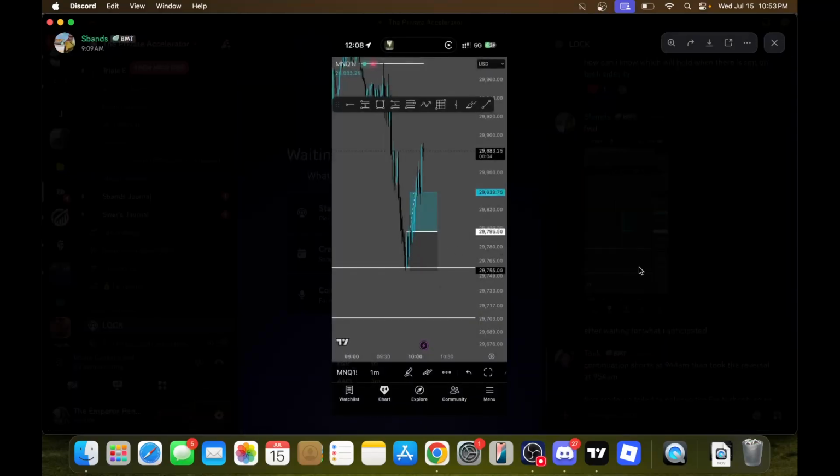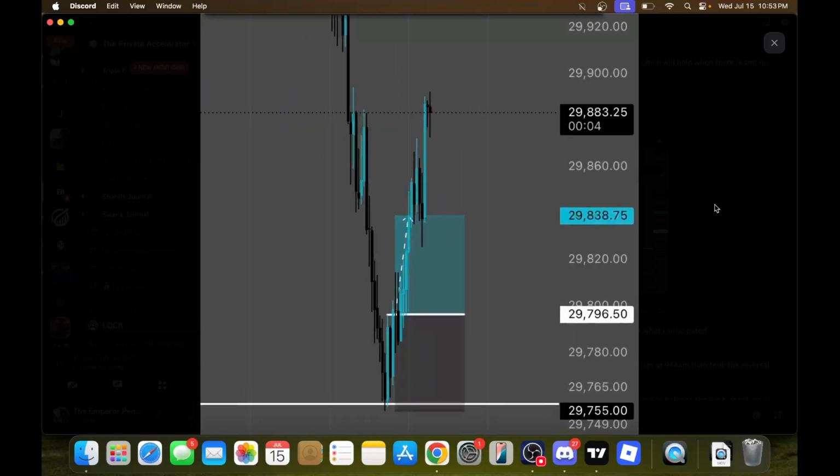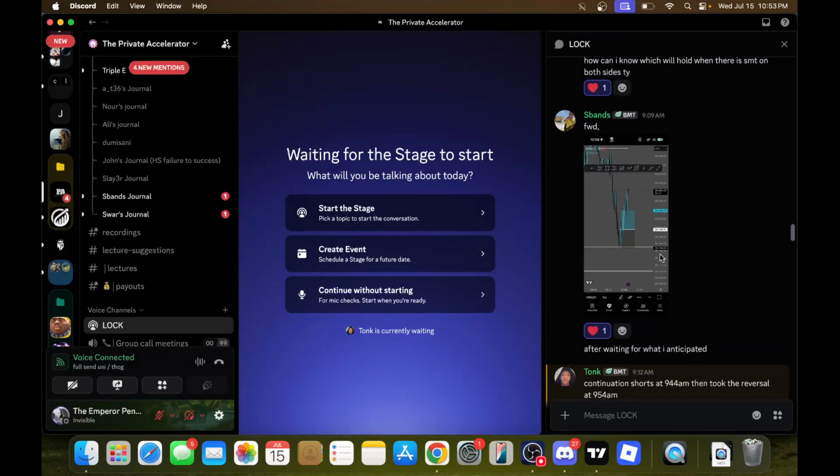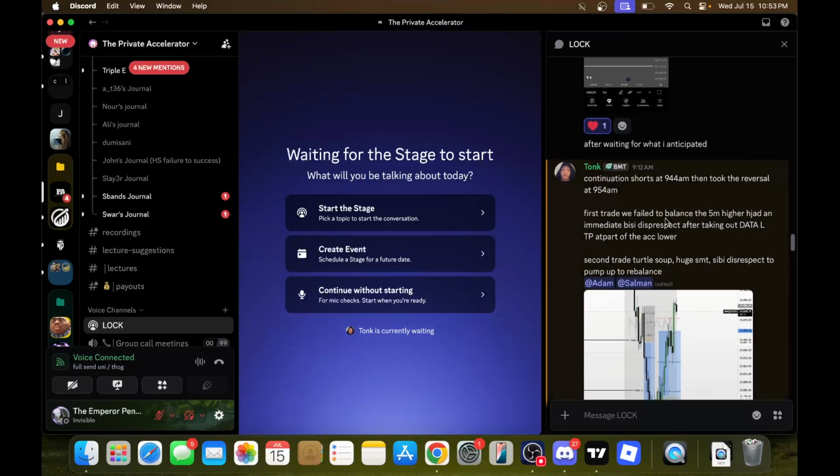Forward test. This was the internal manipulation rebalance. Okay, yeah, it's fine. Continuation at 944, then took out the reverse on 954.